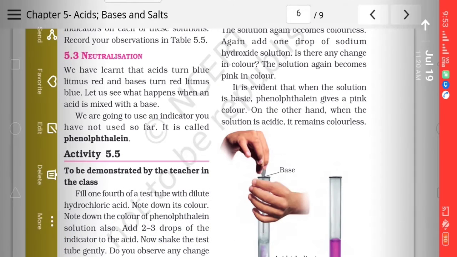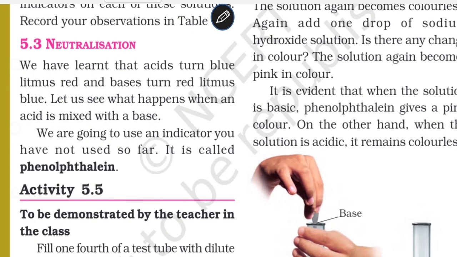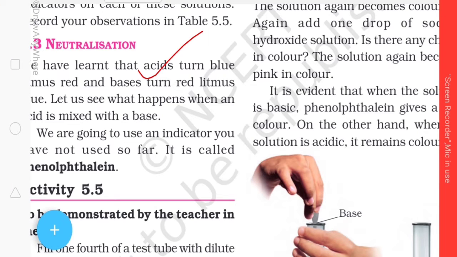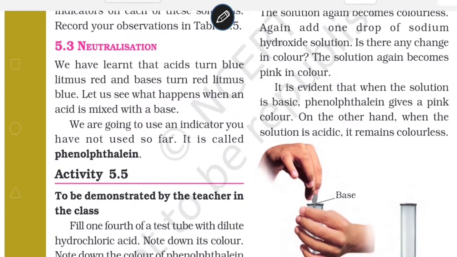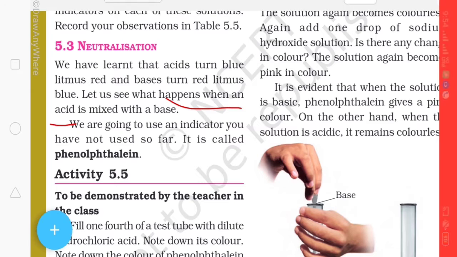What is neutralization? In the last video we have already come to know that acids turn blue litmus red and bases turn red litmus blue. Litmus is an indicator which is a natural one. So today let's see what happens when acid is mixed with base. If the acid and base react together, what will happen? Let's see this today.